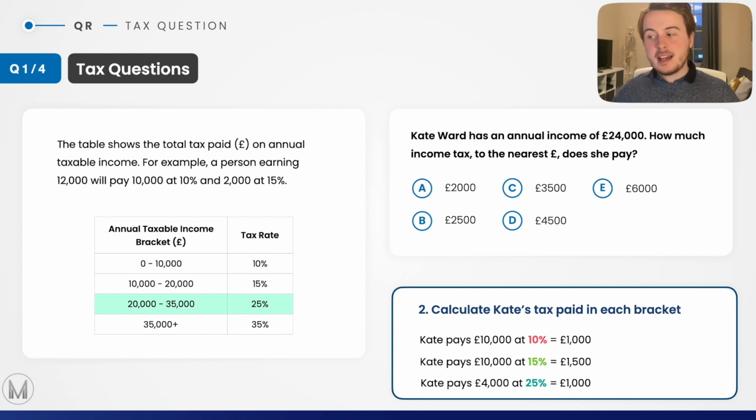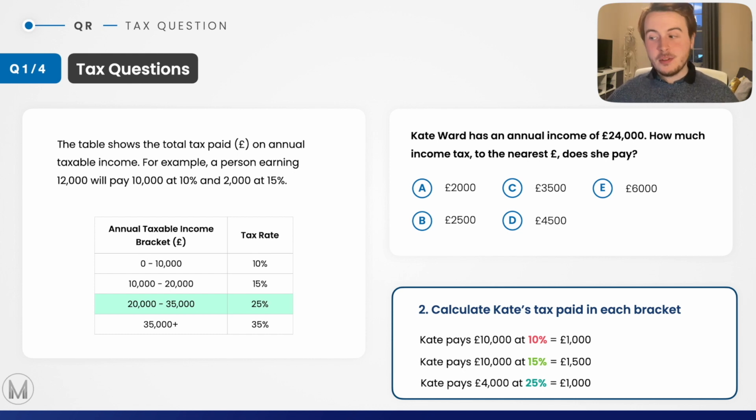So she's going to be taxed at 25% on that £4,000. So 25% of £4,000 is of course £1,000. So that's it. That's us worked our way up the three brackets that Kate is within and worked out her tax for each of them.